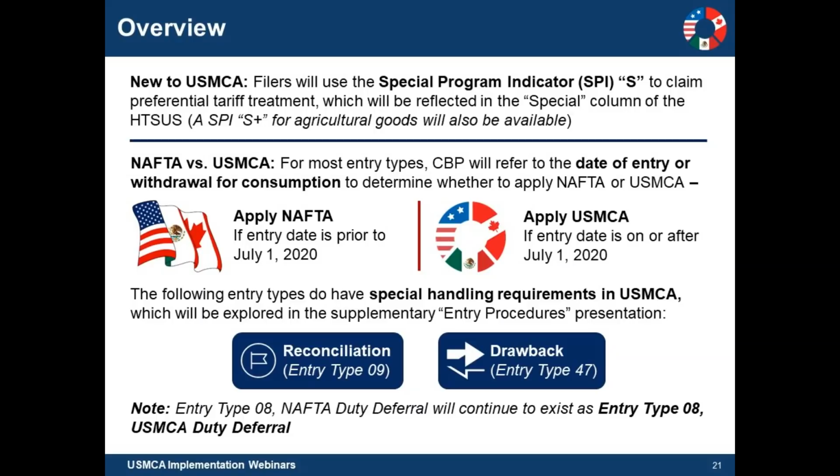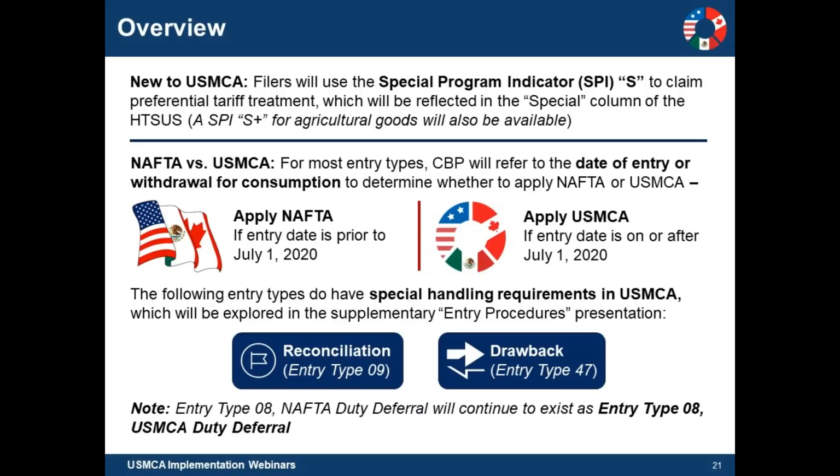A few statistics on the HTS-US. There are approximately 11,081 8-digit subheadings in the current edition of the HTS-US. 6,800 of these subheadings are NAFTA eligible items, and most are free. These NAFTA eligible items will transfer to USMCA on USMCA's entry into force on July 1 and will be eligible for claims on July 1, 2020. By making the preference claim, the importer is declaring that the good qualifies for the preference benefit and meets all the requisite requirements for the benefits. An SPI S Plus indicator is also available for agriculture goods, and more guidance will be provided on that.